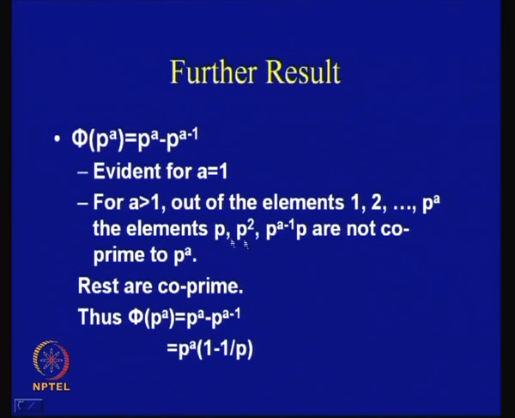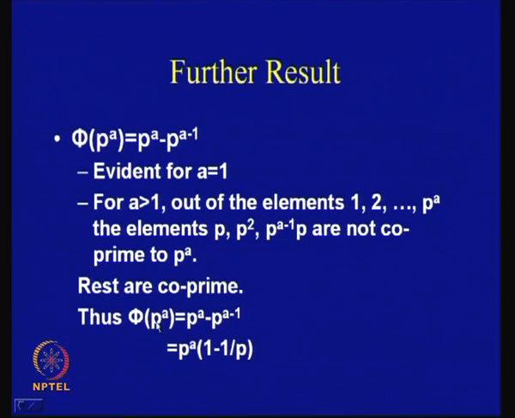If you observe the way p to the power of a has been written, it is p to the power of a minus 1 into p. So the power here has varied over how many possible values? If you find the number of such terms, it is nothing but p to the power of a minus 1. So there are p to the power of a minus 1 elements which are not co-prime to p to the power of a.